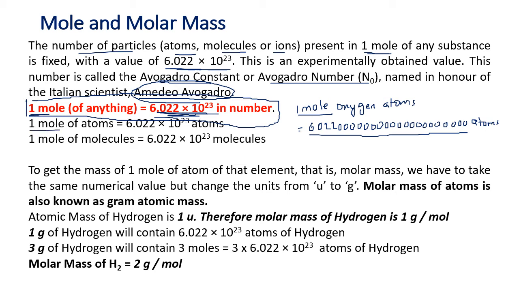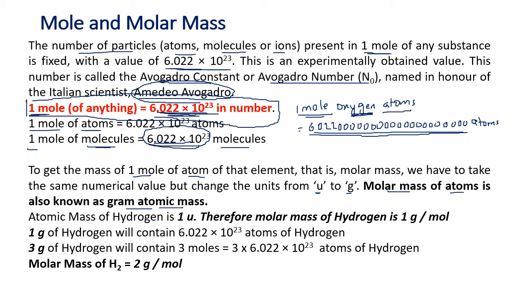So if you have 1 mole of atoms, like I told you, 1 mole of oxygen atoms means this many oxygen atoms. But if you say 1 mole of molecules, then you will have this many molecules. So 1 mole is this number. Just remember, 1 mole is this number. Now how to get 1 mole, that we saw in the previous slide. To get 1 mole of atoms of an element, we have to convert the U to G. So molar mass of atoms is now known as gram atomic mass.